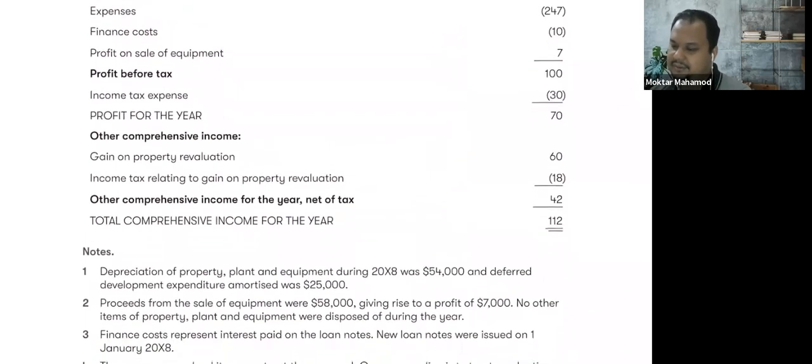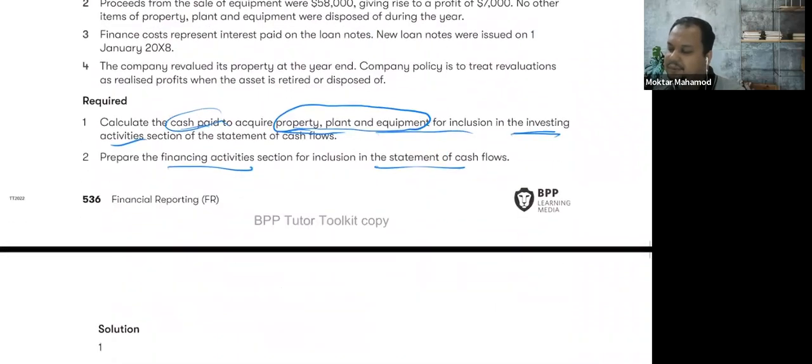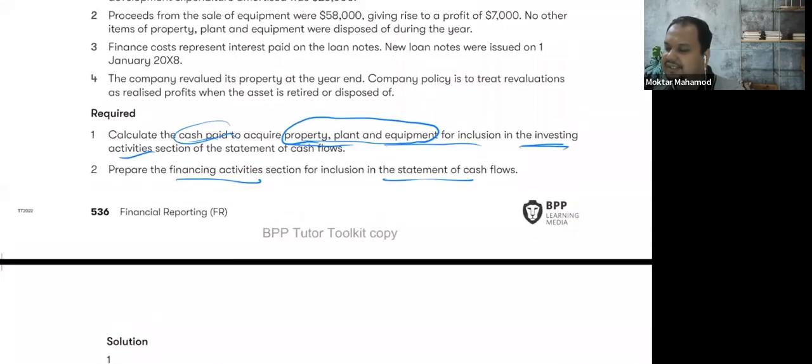Oops. This gain on property revaluation is 60. This goes into what, the deferred tax account. Okay, so here gain on property revaluation, OCI 60. Depreciation we do not have yet, and cash addition we do not know yet.